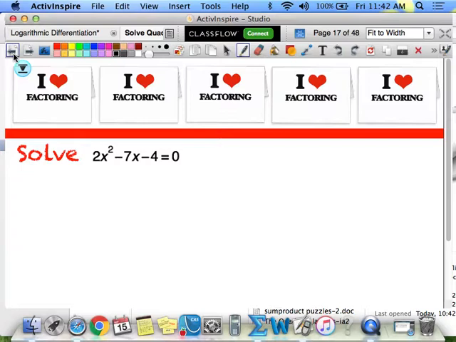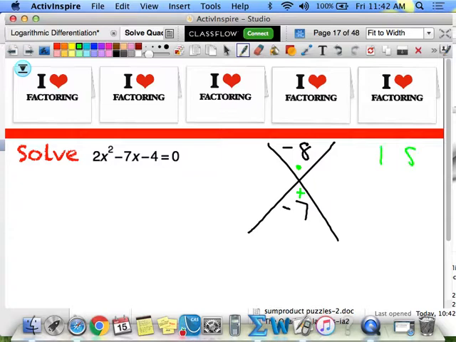Always check for greatest common factor first. It doesn't have one. Leading coefficient's not 1, so we're going to have to use the x method. 2 times negative 4 in the top gives us negative 8. Negative 7 in the bottom. Need to find what multiplies together to give the top and adds together to give the bottom. So 1, 8, 2, and 4. Which one can I combine to get negative 7? 1 and 8. Both positive, both negative, one of each. 8 negative and 1 positive. Multiplies together to give negative 8. Adds together to give negative 7. I agree.